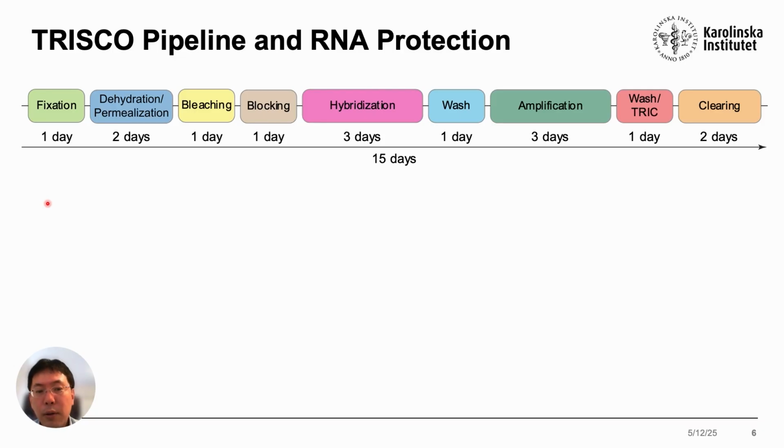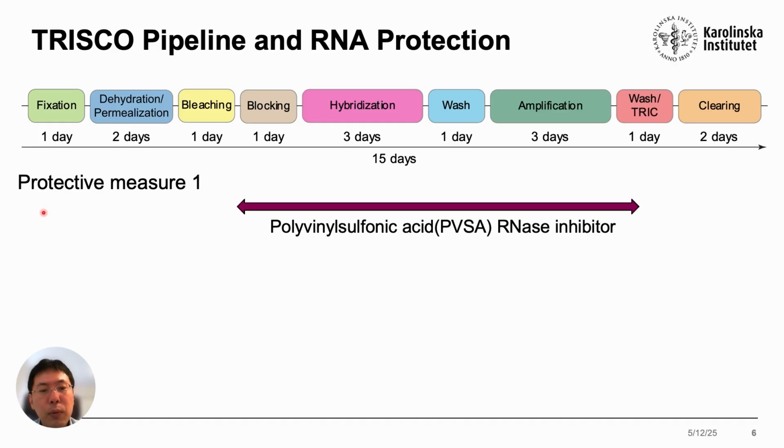To protect RNA within the tissue, we adopted two main strategies. Firstly, we utilize polyvinyl sulfonic acid, an affordable chemical known to function as an RNase inhibitor. PVSA is included in the TRISCO pipeline during the in situ hybridization step and amplification step as shown here. Our research demonstrated that PVSA does not interfere with either hybridization or signal amplification.